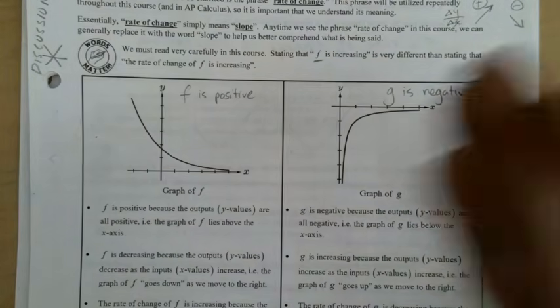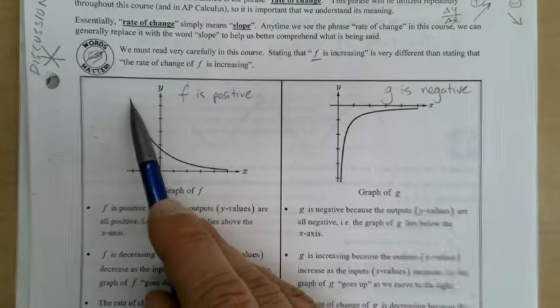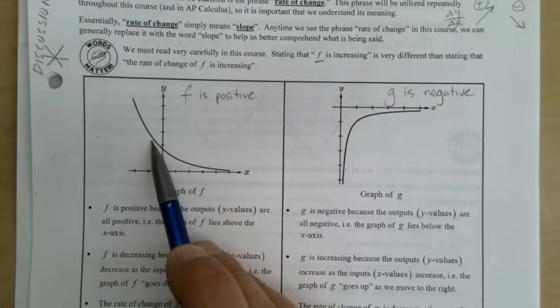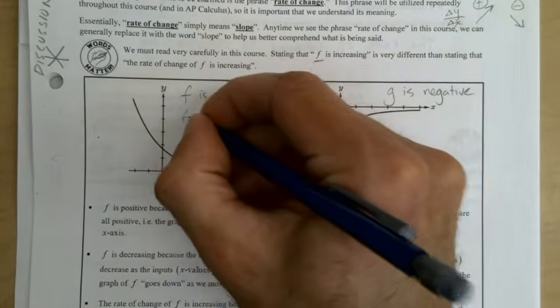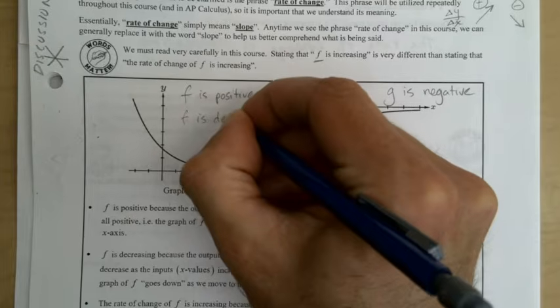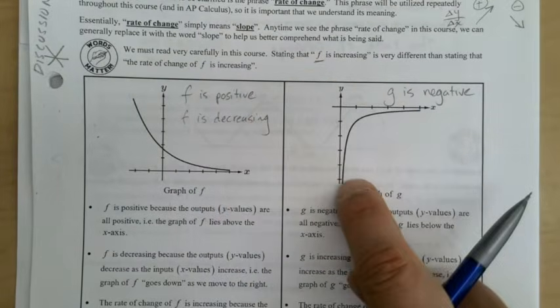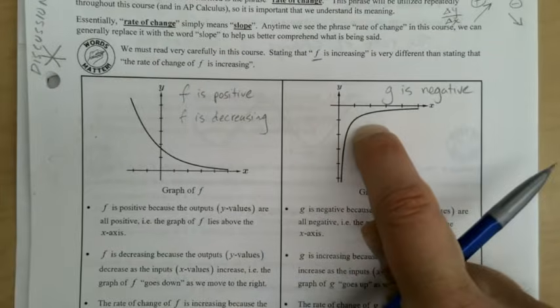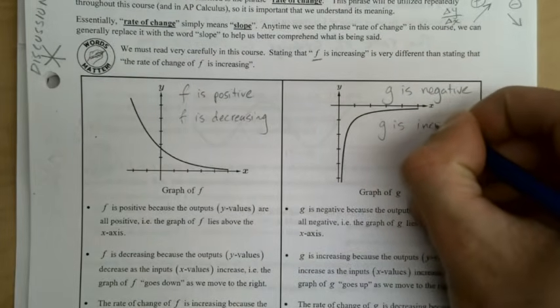Now let's look at what their slopes are doing. Well, this is going down. It has a negative slope. If it has a negative slope, that means that f is decreasing. And this one, the slope is going up. So g is increasing. It's going up.